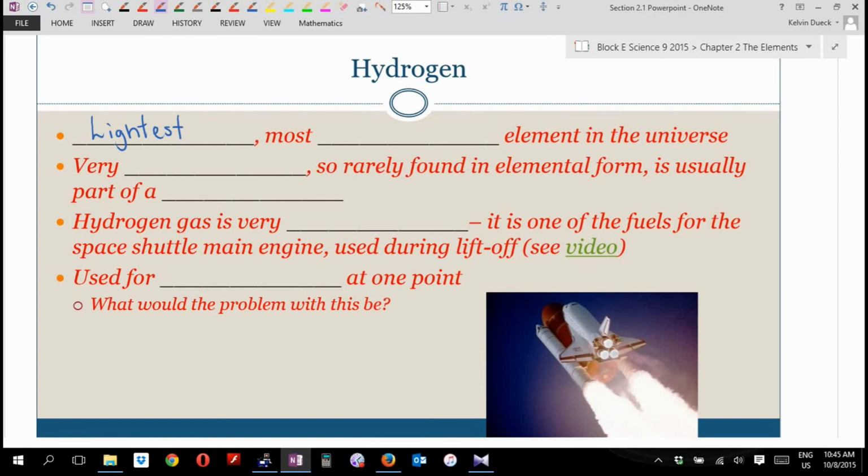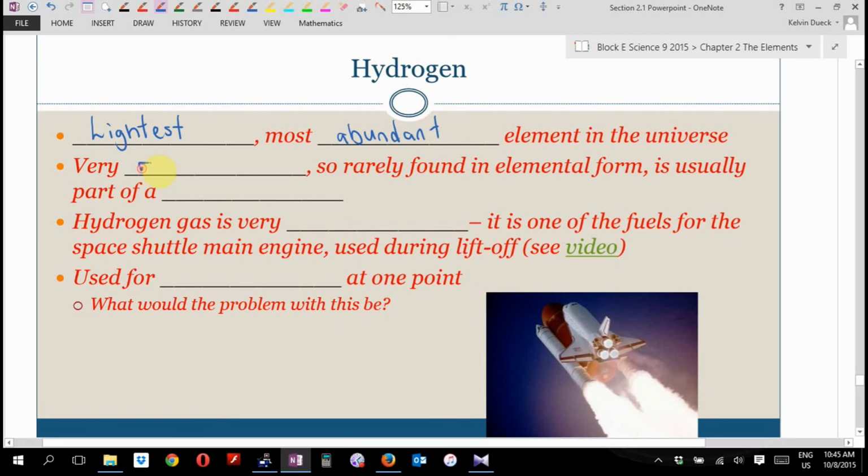The further down you go, the heavier you get. So hydrogen, which is the first element, is the lightest element in the universe. Helium is the second lightest element in the universe, which is why we often use helium for party balloons. We used to use hydrogen, but you'll see why we don't later. It's the most abundant element in the universe, by far.